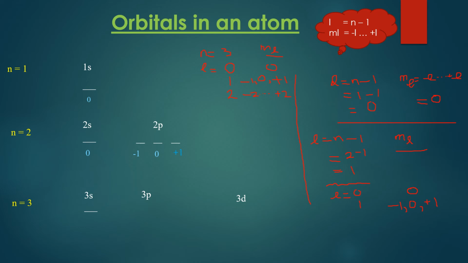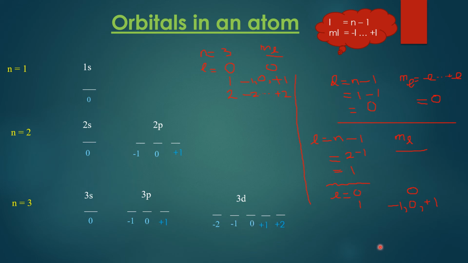Then we have L is equal to 1. L is equal to 1 means p orbital. The p orbital has three spaces, three regions. So 1, 2, 3. Then we have the d orbital. D orbital is L is equal to 2. How many spaces are there? We have negative 2, negative 1, 0, positive 1 and positive 2. 5 spaces. So for the s orbital, ML is equal to 0. For the p orbital, it is negative 1, 0 and positive 1. These are the ML values. Then we have negative 2, negative 1, 0, positive 1 and positive 2.